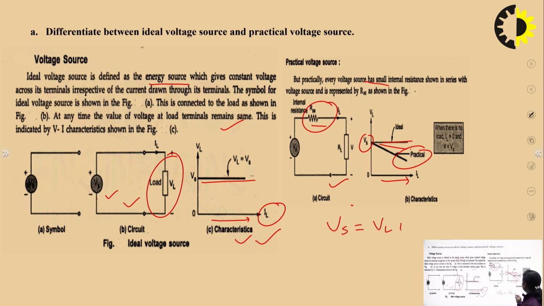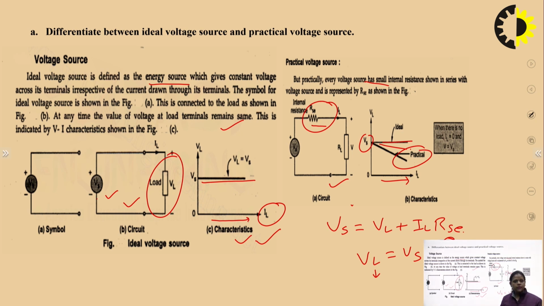So Vs is equal to Vl plus IL times Rse, right? So Vl is equal to Vs minus IL Rse. If this value of IL is increasing, obviously this Vl will decrease, right?